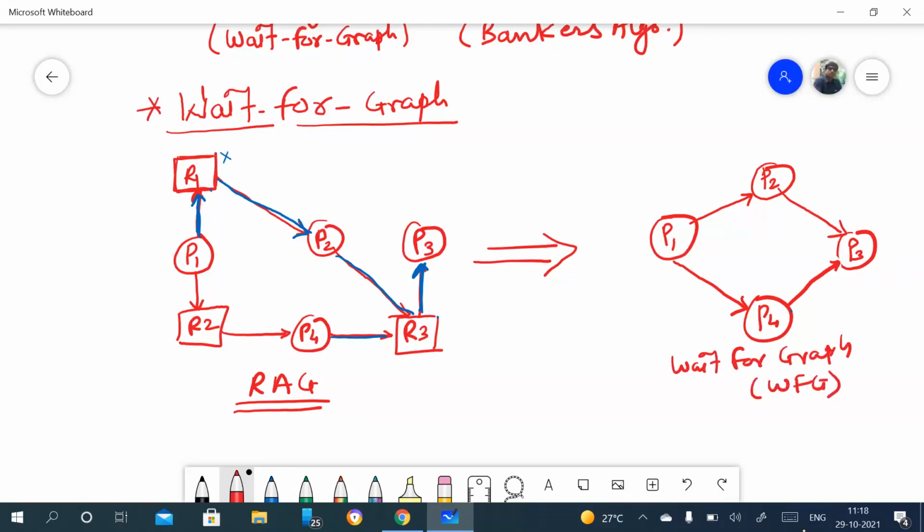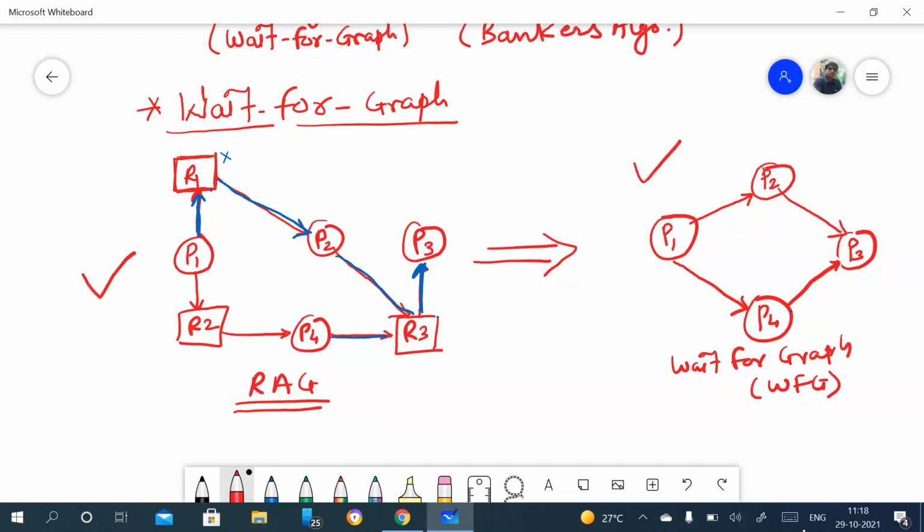The other things are the same. If a cycle is there, the cycle is a necessary condition, but not a sufficient condition. So whatever things we have said for the resource allocation graph, the same things we can say here, because this is used to detect and avoid deadlock. Whatever we have learned there, the same will be considered for this also, right?